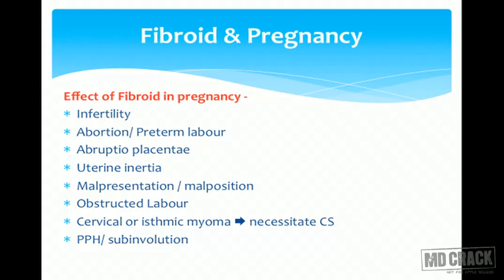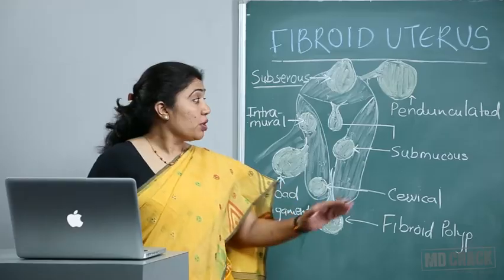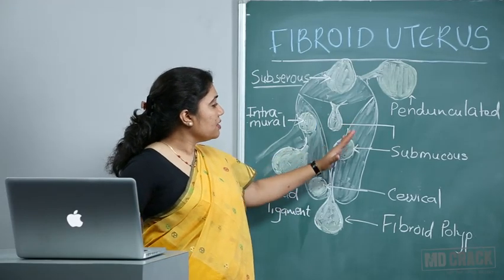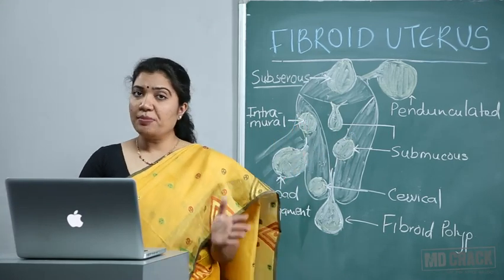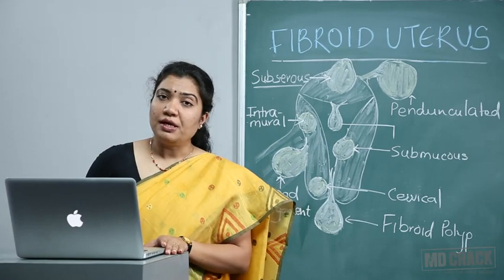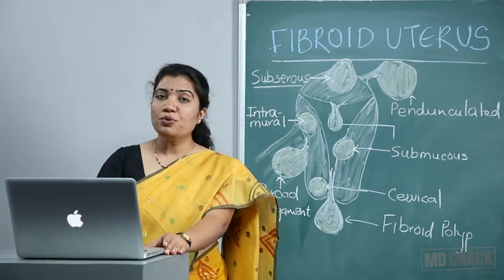What are the other effects of fibroid on pregnancy? It can lead to infertility, we have already seen as a symptom. It may lead to abortion or preterm labor. There can be abruptio placentae because if the placenta gets implanted on a fibroid, as the decidua is defective, this placenta may get prematurely separated during pregnancy and that may lead to abruption.